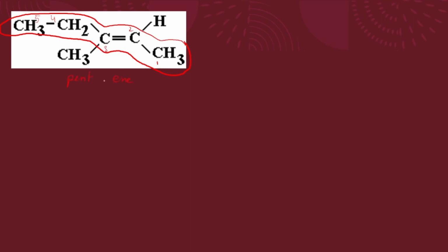Here we have to mention the number of the carbon atom at which the double bond is located. So we have here pentene. Next step, do we have any other substituent on the compound? Yes, we have a methyl group here at carbon number 3. So I have here 3-methylpentene.